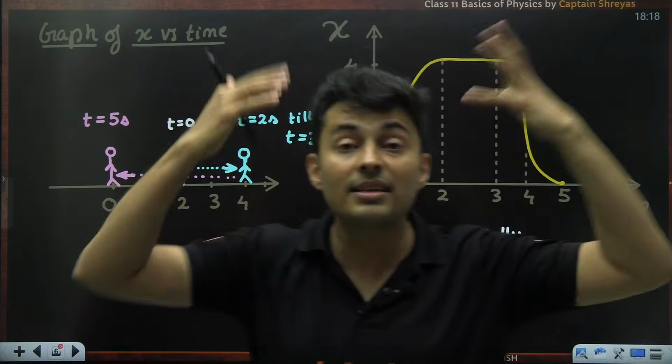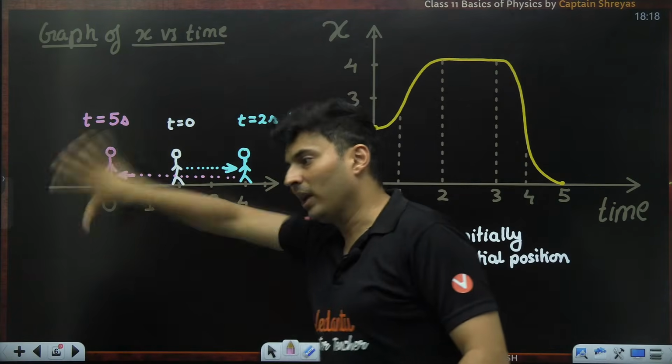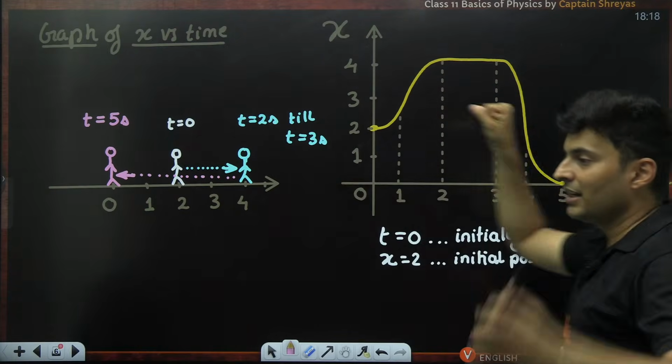That is what he has done. Understood this? This is how a graph can tell you what happened, or whatever happened can be converted into a graph.